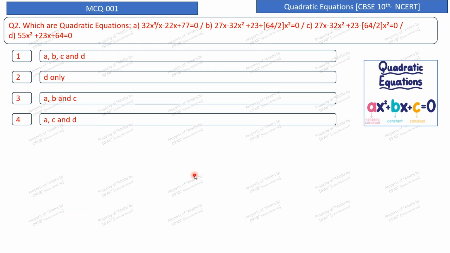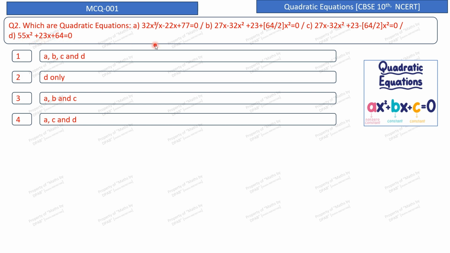Question number 2. Which are quadratic equations? A: 32x cubed by x minus 22x plus 77 equal to 0. B: 27x minus 32x square plus 23 plus 64 by 2 x square equal to 0. C: 27x minus 32x square plus 23 minus 64 by 2 x square equal to 0. And the final equation, D: 55x square plus 23x plus 64 equal to 0.